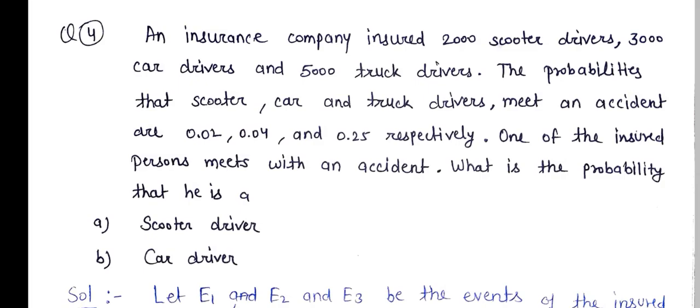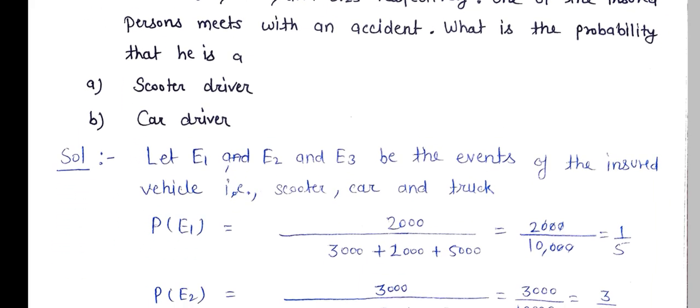An insurance company insured 2,000 scooter drivers, 3,000 car drivers, and 5,000 truck drivers. The probability that the scooter, car, and truck drivers meet an accident are 0.02, 0.04, 0.25 respectively. One of the insured persons meets with an accident. What is the probability that he is a scooter driver or car driver?